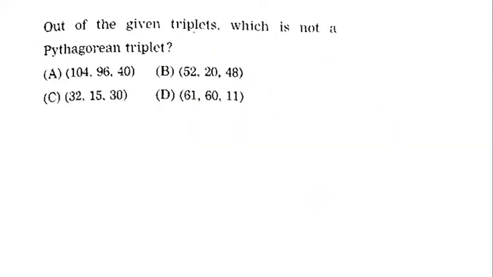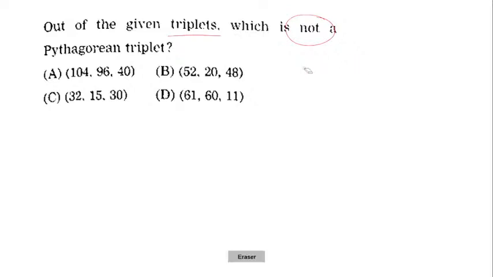The question is, out of the given triplets, which is not a Pythagorean triplet? So triplet in the sense three numbers. There are four options given below, A, B, C and D, which have numbers 104, 96, 40; second is 52, 20, 48; 32, 15, 30; and 61, 60, 11. So these are the four triplets given, and we have to decide which of these four is not a Pythagorean triplet. That means three are Pythagorean triplets and there is one triplet which is not, so we have to choose that one.